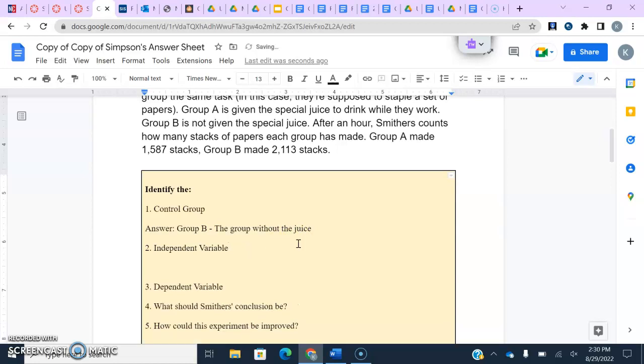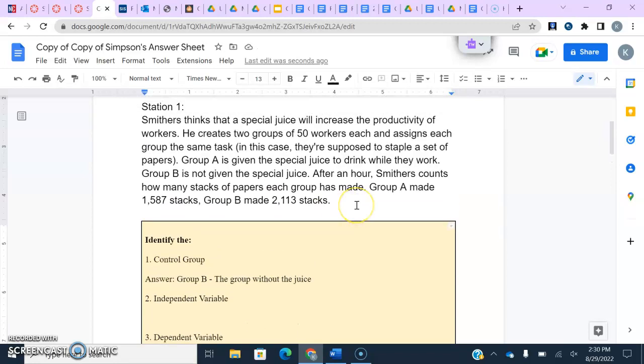All right, so independent variable in this scenario, remember, independent variable is the thing that I change. In this case, it's not I, it's Mr. Smithers. So what is the variable that Smithers is manipulating? And here, Smithers is manipulating the juice. Okay, so that is the experimental variable. He's giving the juice to one set of workers to see if that juice will increase the productivity.